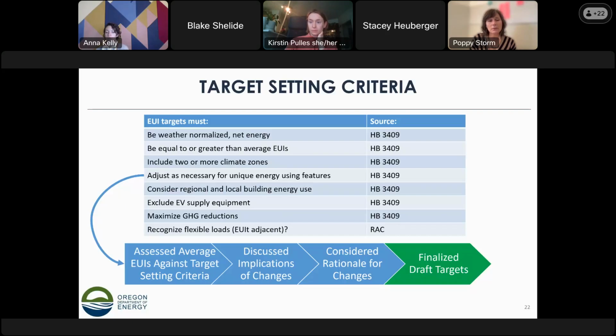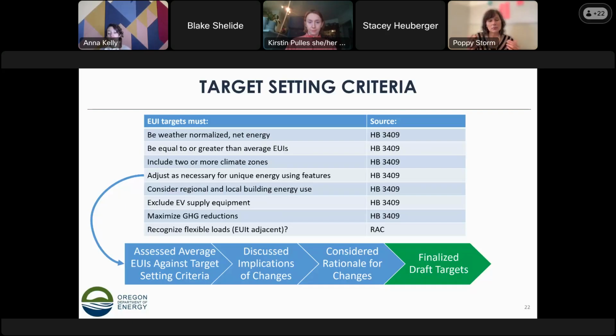There's also a RAC recommendation, and that's that they recognize flexible loads, but we see this as more potentially EUI target adjacent. It maybe is something that could be incorporated into utility programs, but we did want to at least include that because it was an important contribution from the RAC.